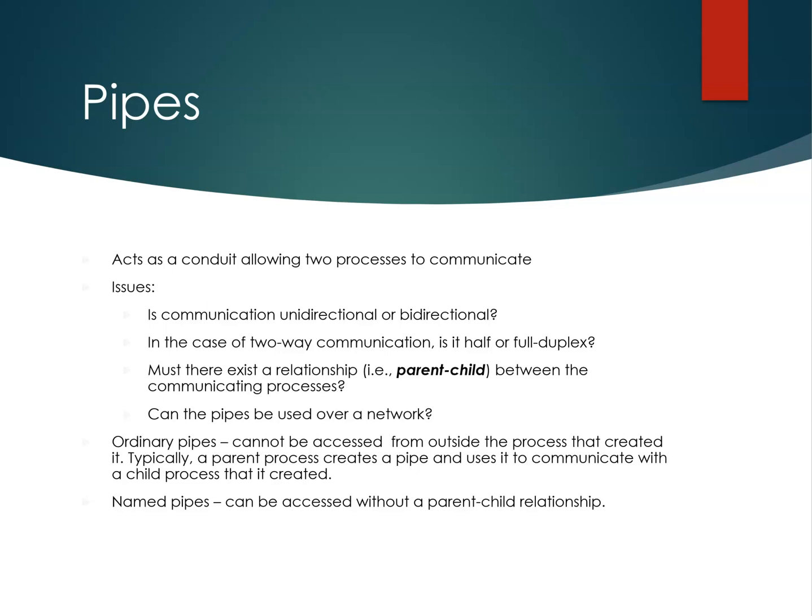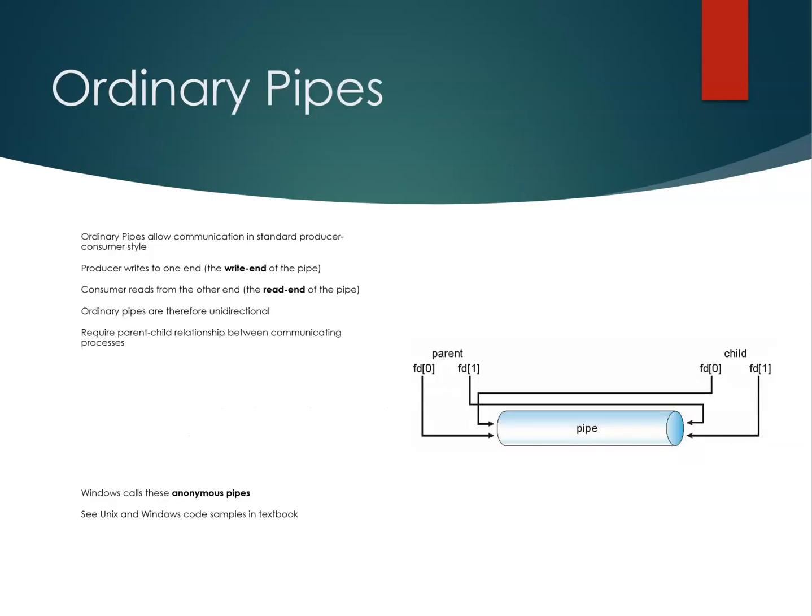Ordinary pipes can't be accessed outside the process that created it. Typically, a parent process creates a pipe and uses it to communicate with a child process. Named pipes can be accessed without that relationship. So ordinary pipes allow communication in standard producer-consumer style. The producer writes to one end, the write end. Consumer reads from the other end, the read end. And they are unidirectional. They require parent-child relationships between communicating processes.